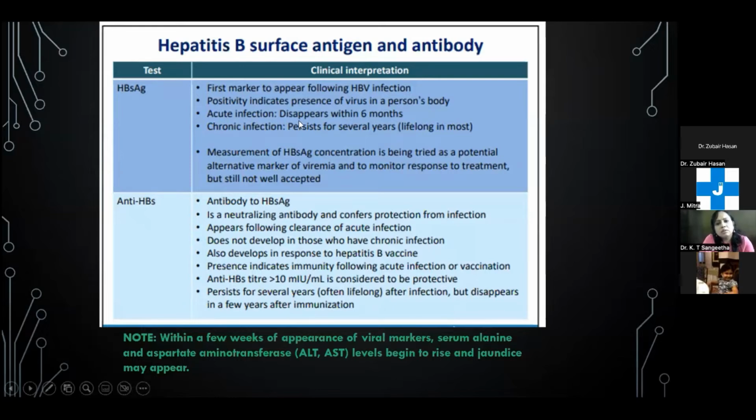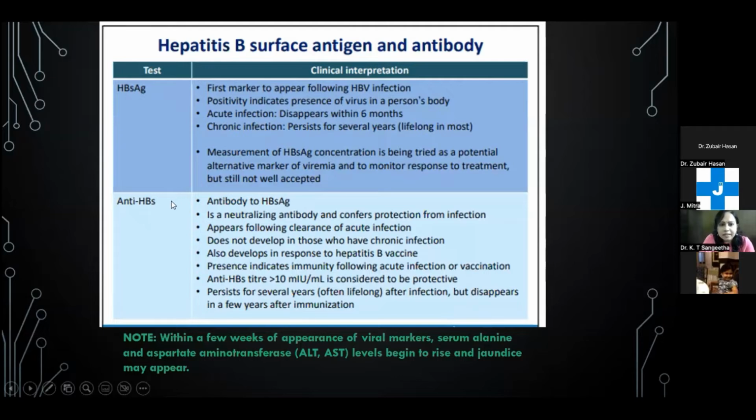In acute infection, the HBsAg antigen disappears within 6 months. If the HBsAg antigen persists beyond 6 months, we call it a chronic infection, where it persists for several years.